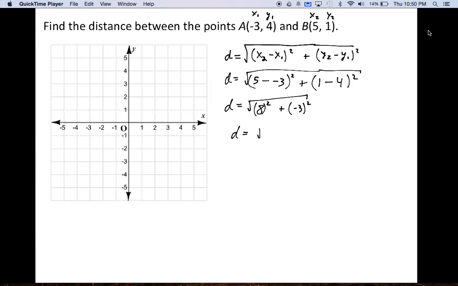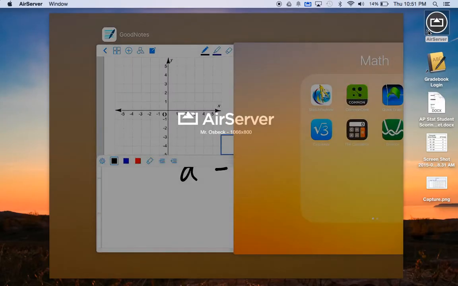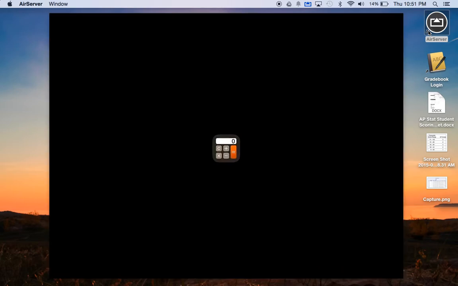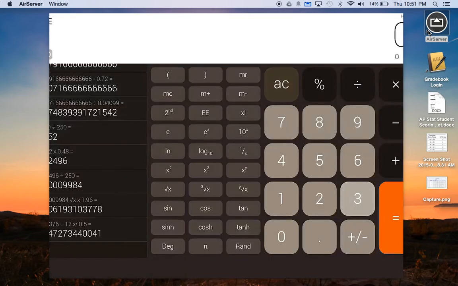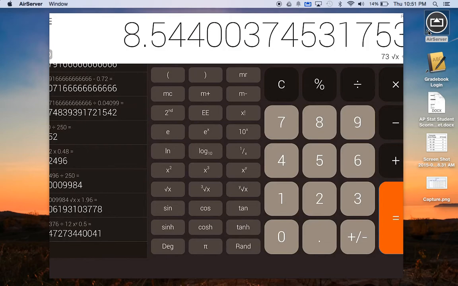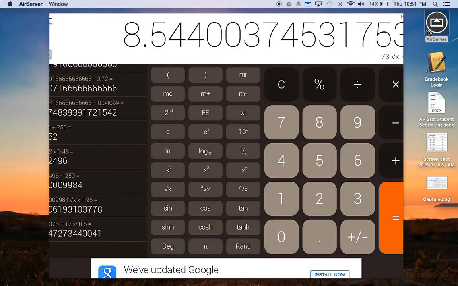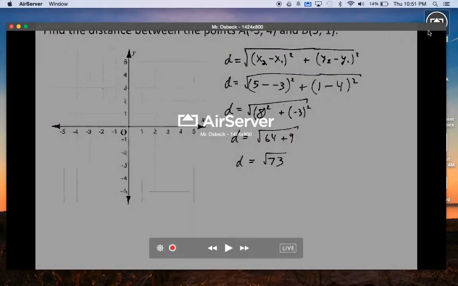And the distance equals the square root of 8 squared is 64, negative 3 squared is 9. So we add those together and you get 73. And so the distance equals the square root of 73. And again, I don't really have that. I guess I can get my calculator app here. And I'll do that real quick. 73 square root, I get 8.54. So my answer to this problem is 8.54.